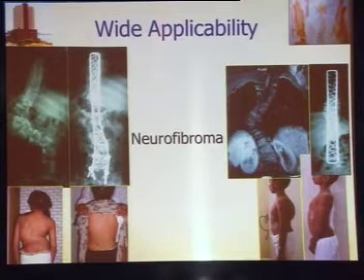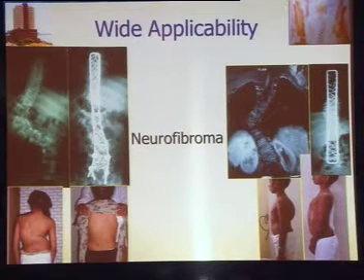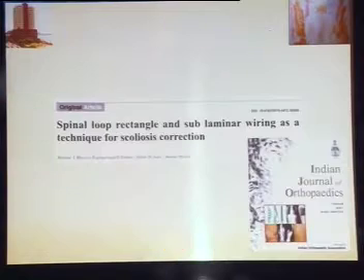Here's another pretty ugly curve, all neurofibromas. So the point here is that it's a widely applicable technique also. You can use the same technique over and over for a variety of indications. Neuromuscular scoliosis obviously is a dream to do with sublaminar wires. You can get multiple levels of anchorage, and you can go all the way up.